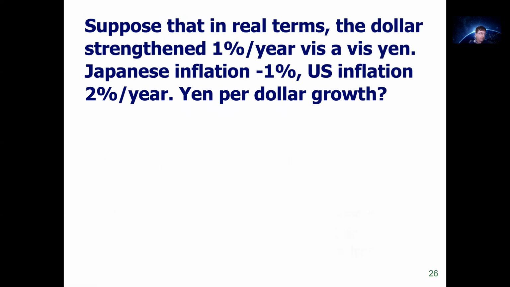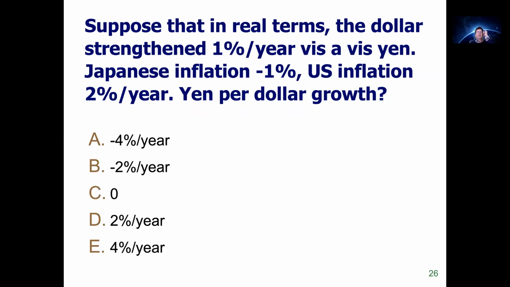Okay, so I'm going to give you an example that is very vivid to me because I spent 2 years in Japan between 1979 and 1981. Suppose that in real terms, the dollar strengthened 1% per year vis-a-vis the yen. Japanese inflation is minus 1%, and US inflation is 2% per year. What is the yen per dollar growth? That is the growth in the nominal exchange rate. Okay, I'll give you some answer options. Stop the video and answer before you go on.